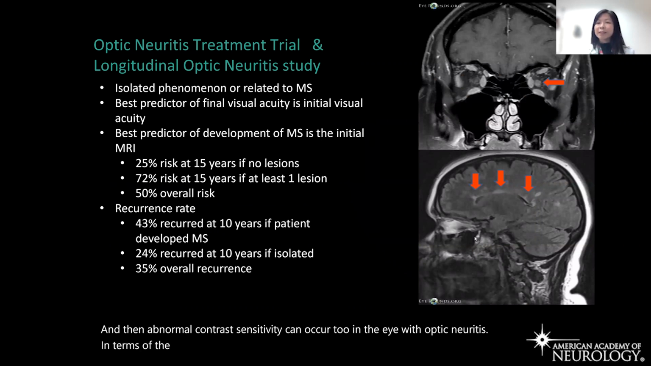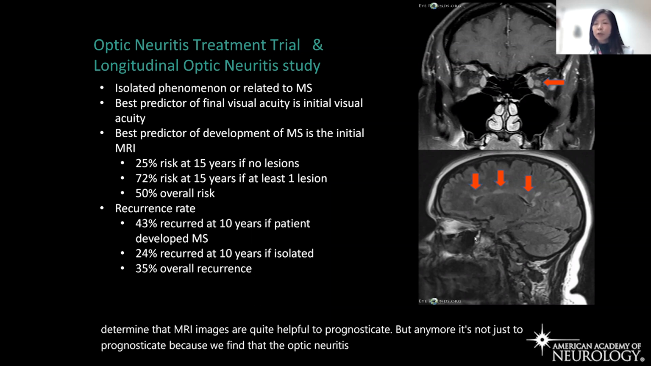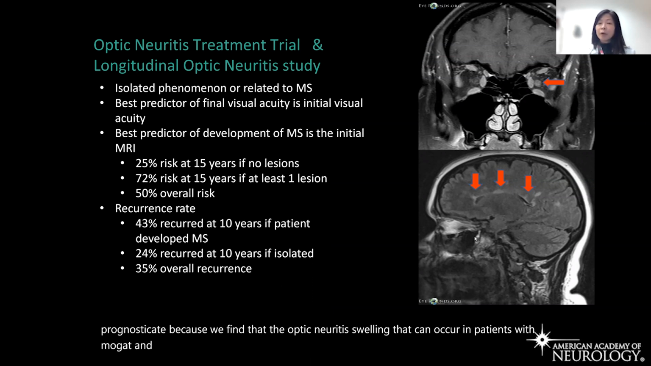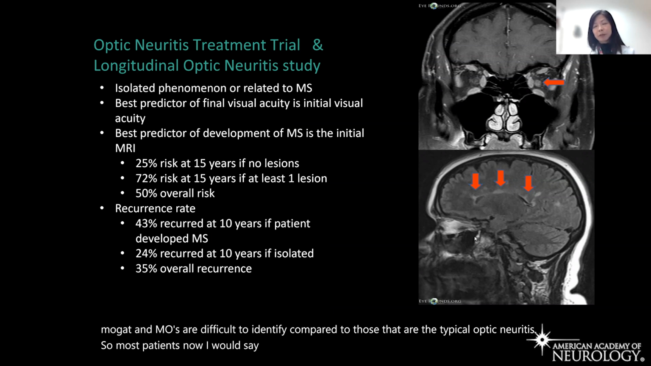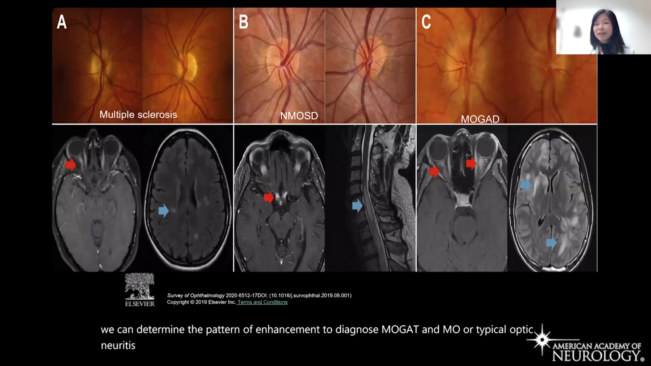In terms of the longitudinal studies from the optic neuritis treatment trial, we did determine that MRI images are quite helpful to prognosticate, but anymore it's not just to prognosticate, because we find that the optic neuritis swelling that can occur in patients with MOGAD and NMO are difficult to identify compared to those that are the typical optic neuritis. So most patients now, I would say 100% of my patients, will get MRI imaging right away so that we can determine the pattern of enhancement to diagnose MOGAD, NMO, or typical optic neuritis. And the reason why is because treatment differs accordingly.